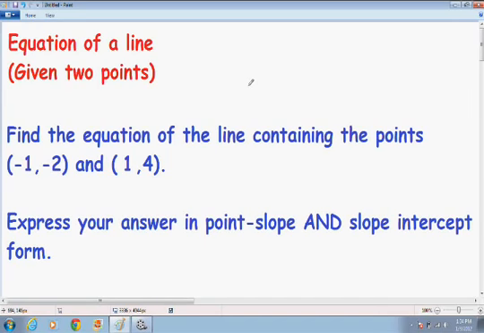And if you notice the directions, it says find the equation of the line containing the points (-1, -2) and (1, 4). It also says to express your answer in point-slope form and in slope-intercept form. Like I said in my first video, you always need 2 pieces of information to find the equation of a line. In this video, it's 2 points. In my first video, it's a slope and a point. So let's just get started with this example right away.